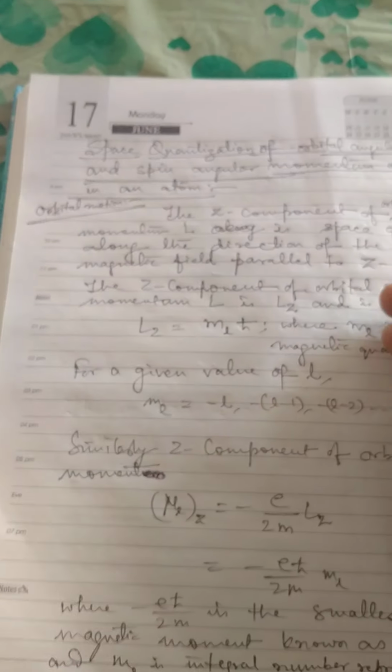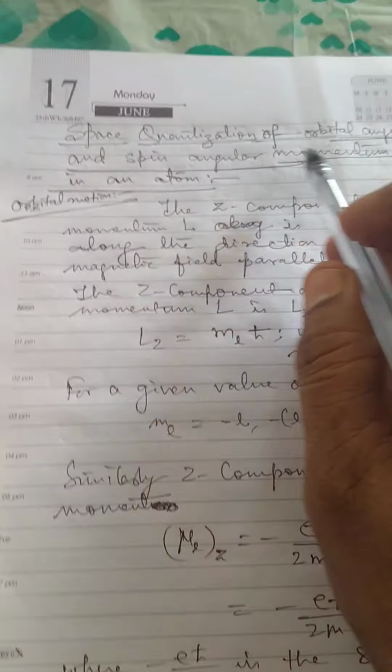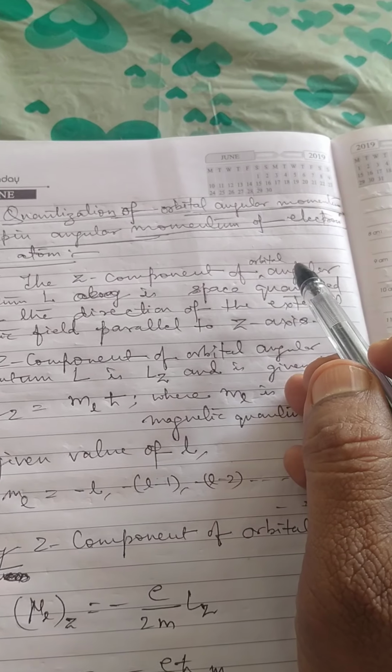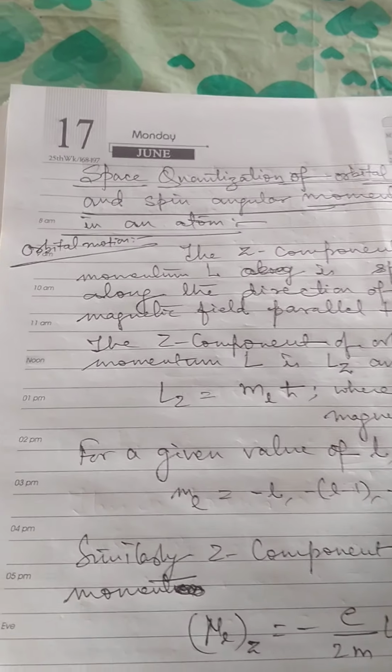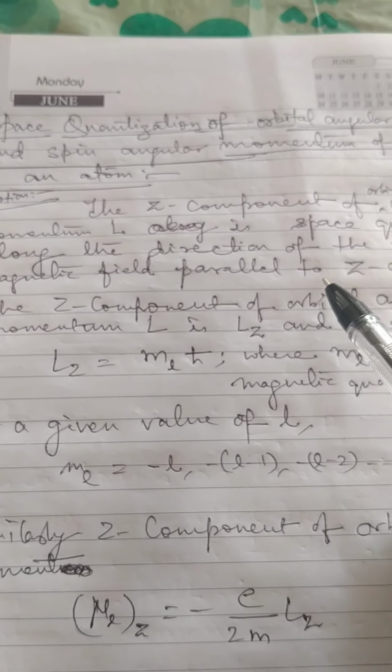Good morning, students. Today I am going to tell you about the space quantization of orbital motion of electrons and spin motion of electrons. Now you see how the space quantization of orbital angular momentum and spin angular momentum of electrons in an atom can be shown. You see orbital motion.